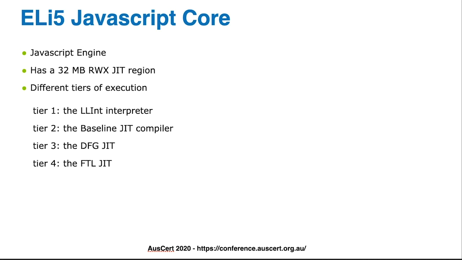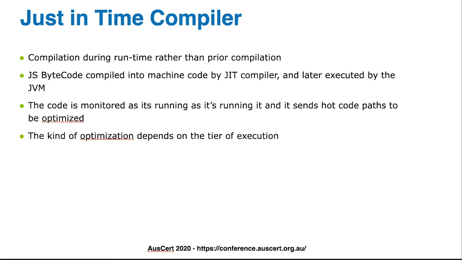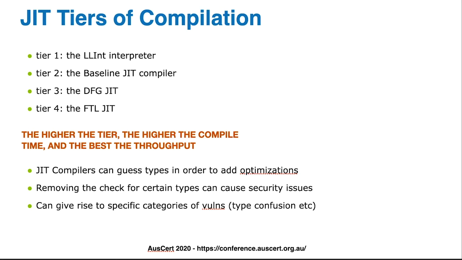So what is JIT? What does just-in-time compilation mean? It means the compilation happens during runtime rather than prior. The way it works is that the JavaScript bytecode is compiled into machine code by the JIT compiler and then later executed by the JavaScript virtual machine, or the Java virtual machine, sorry. The code is monitored as it's running, and it sends the hot code paths to be optimized. So if a function is executing several times, it will be sent for optimization. The kind of optimization depends on the tier of execution. There are 4 different tiers of execution, and the higher the tier, the higher the compile time.